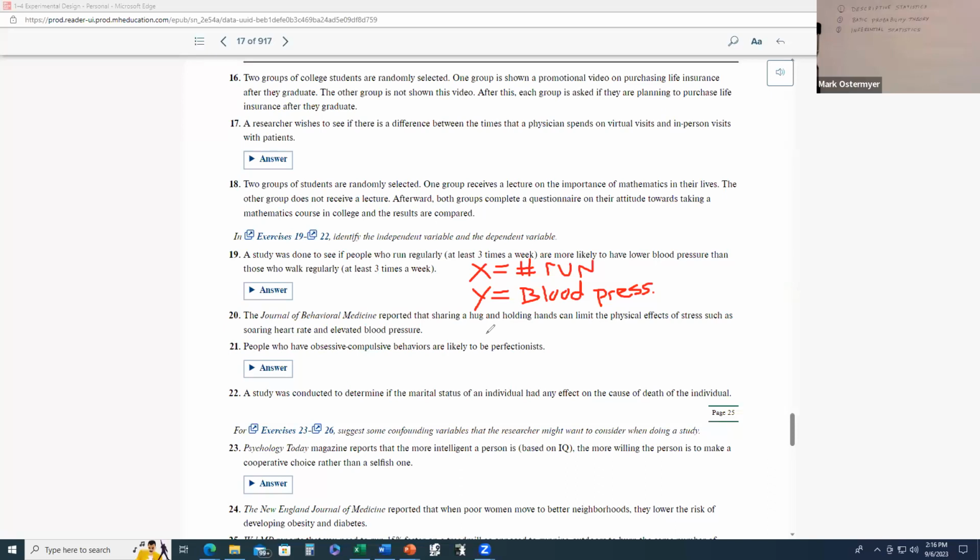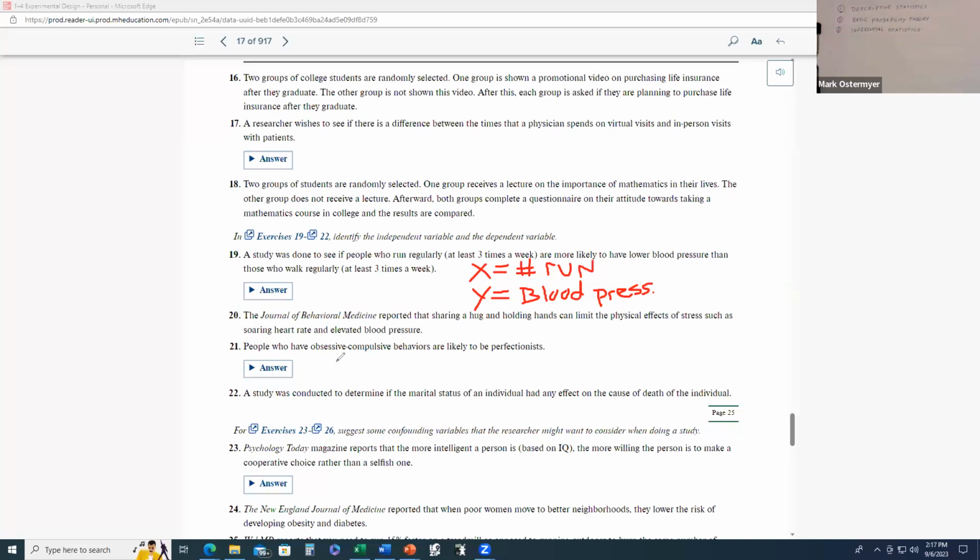Now, how would you actually measure level of stress as a numeric value? Well, you would probably measure it as the heart rate per minute, or maybe the blood pressure reading. Those are numeric ratio level data values. Do you agree? Ratio level.